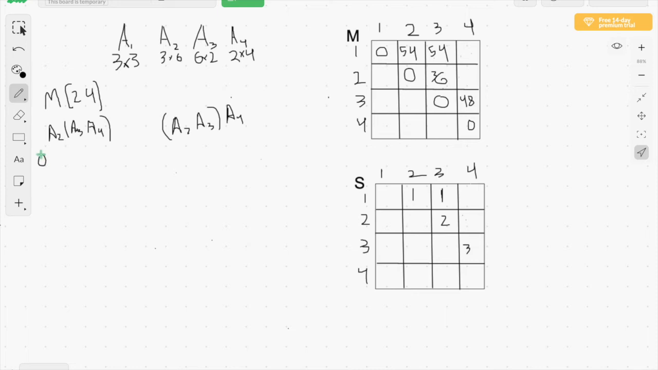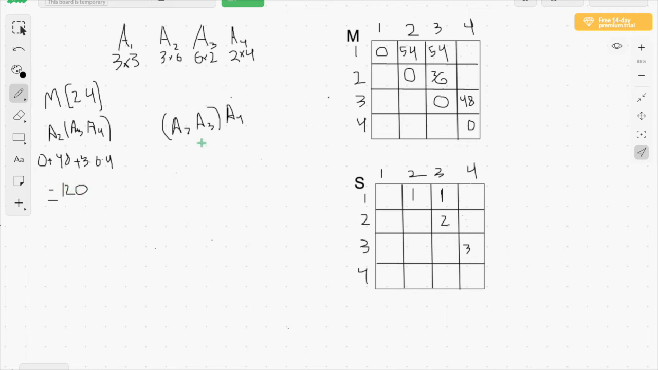So A2 is just 0, plus A3, A4. Looking at this table, it's 48, plus the cost of multiplying them together. A2 is a 3 by 6, and A3, A4 is a 6 by 2 times a 2 by 4, so it ended up being a 6 by 4. We just look at these outer terms. So it'll be a 3 by 6 times a 6 by 4, so it'll be 3 times 6 times 4, and that is equal to 120.